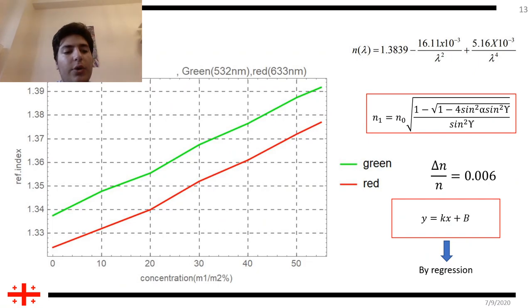So finally, we plotted the experimental graph of the refraction index dependence on concentration, and we got that the refraction index depends on concentration linearly. On this graph, the green line is the same dependence for the green laser beam, and the red one is for the red laser beam.